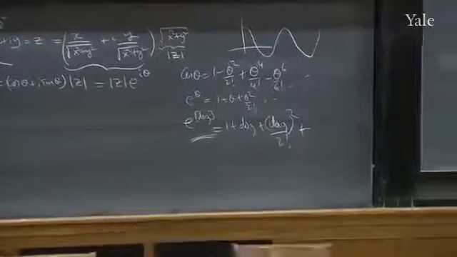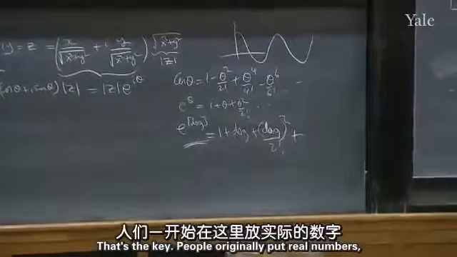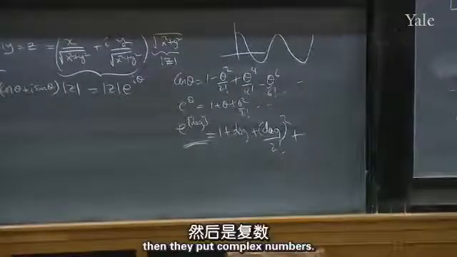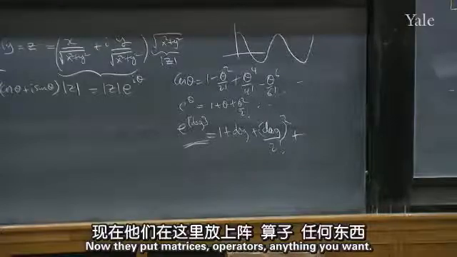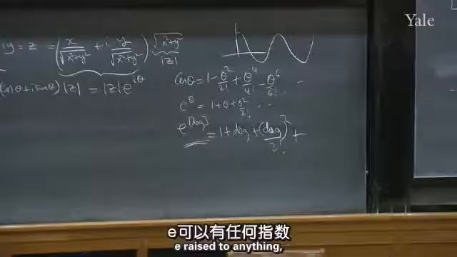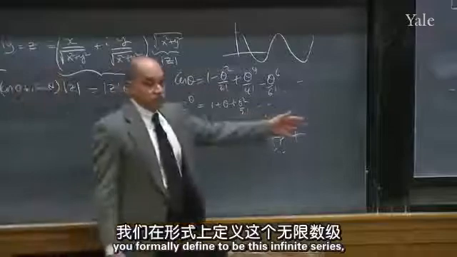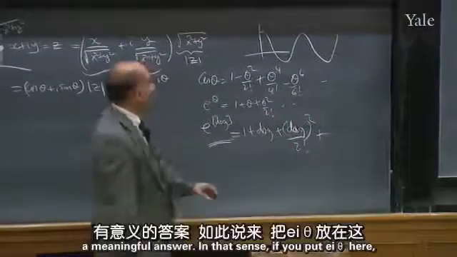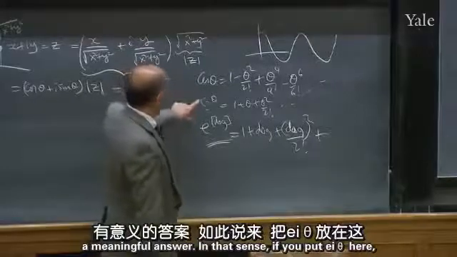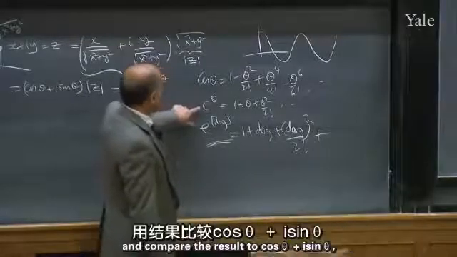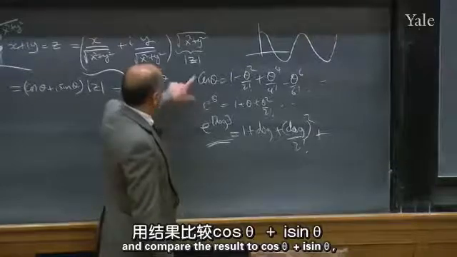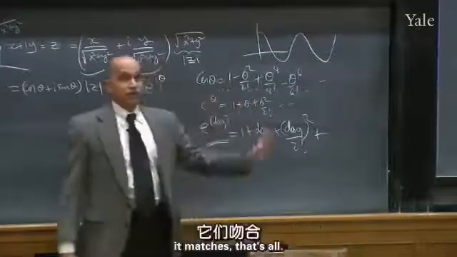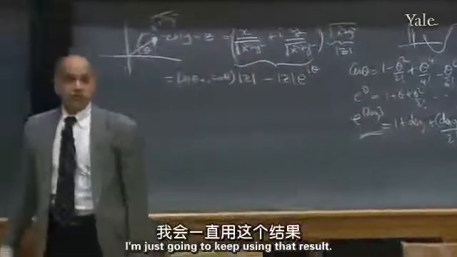That's the key. People originally put real numbers. Then they put complex numbers. Now they put matrices, operators, anything you want. E raised to anything, you formally define to be this infinite series, provided the infinite series converges and gives you a meaningful answer. In that sense, if you put e to the i theta here and compare the result to cosine theta plus i sine theta, it matches. So that's all. I'm just going to keep using that result.